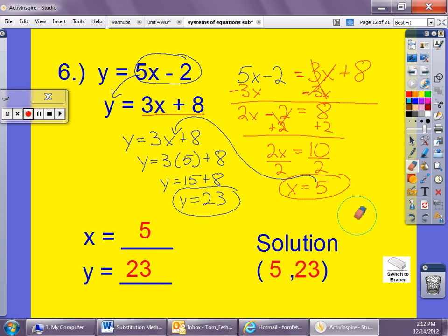So this is the second way that we've looked at solving systems of equations. We looked at the graphing method. Now this is the substitution method, or the circle and point method, where we circle a value and we point and substitute it in for something else.